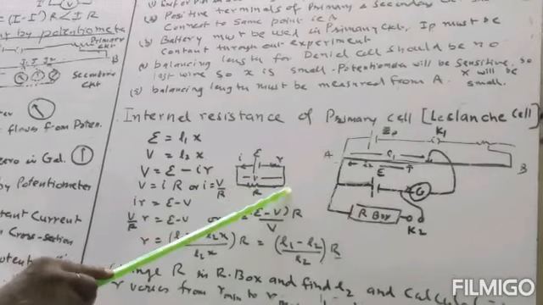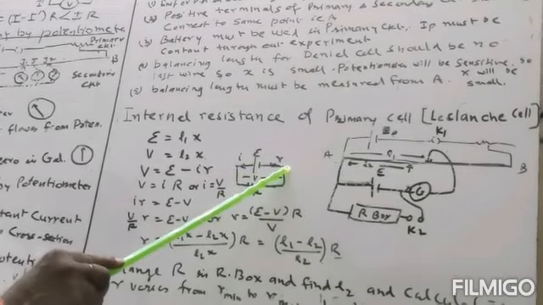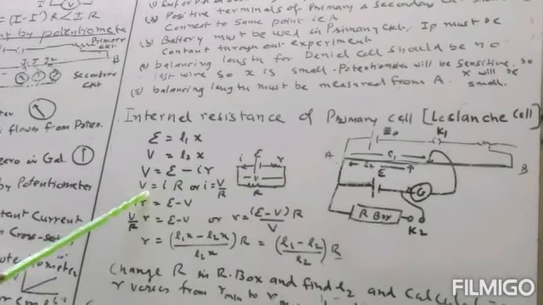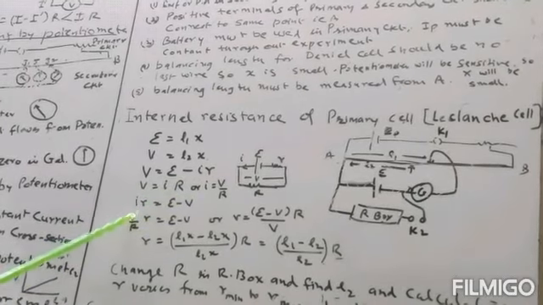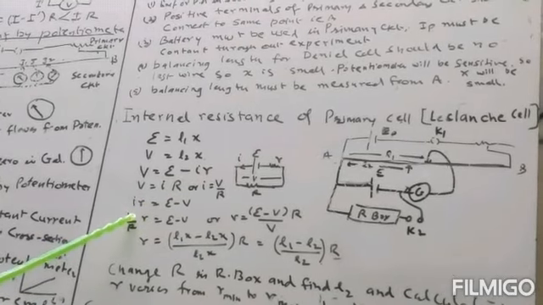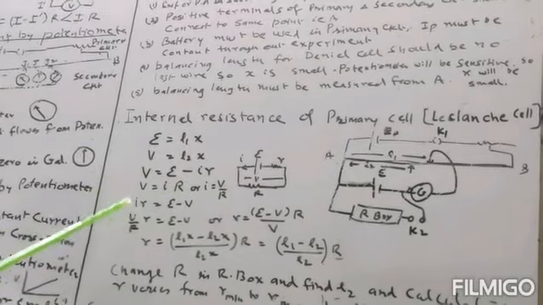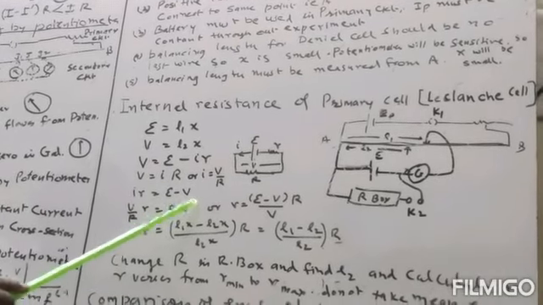So here potential difference is equal to V. Here potential difference is equal to V. So V is equal to IR. So we put it here: I into small r is equal to E minus V.